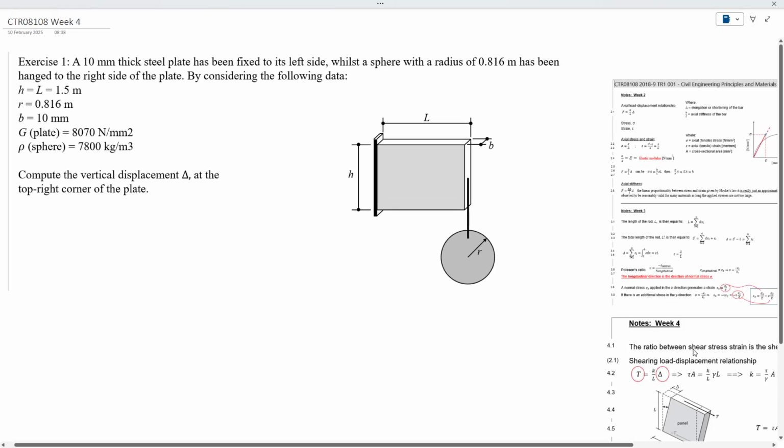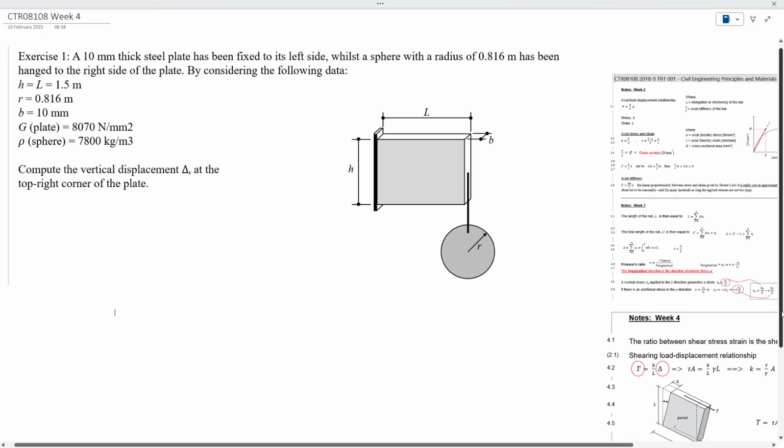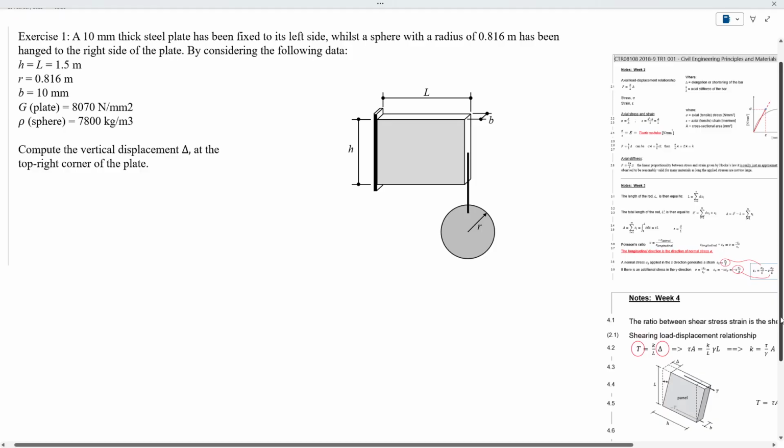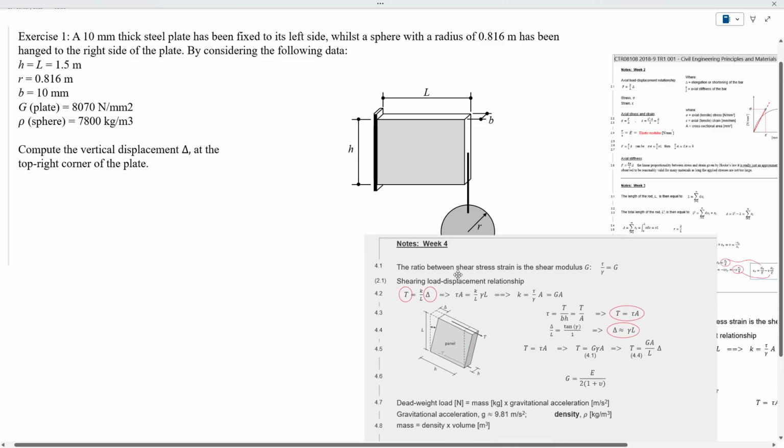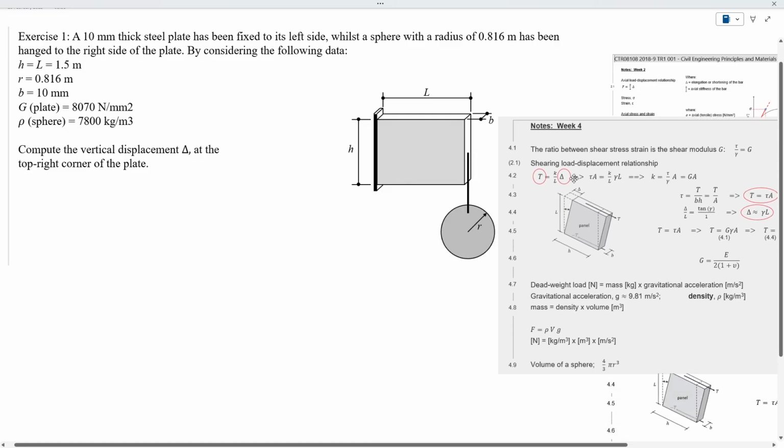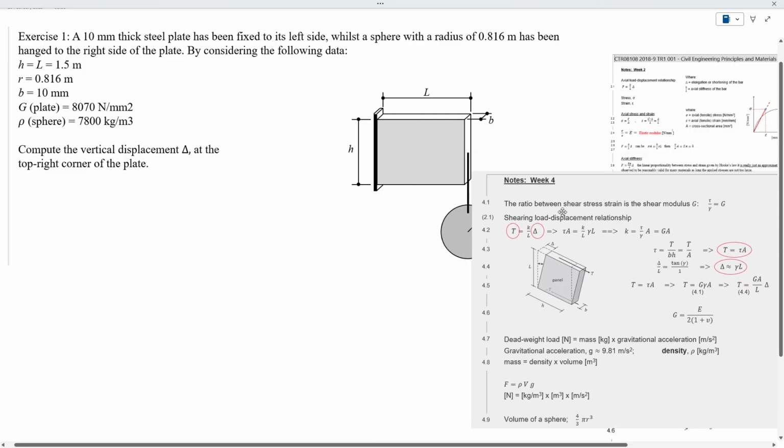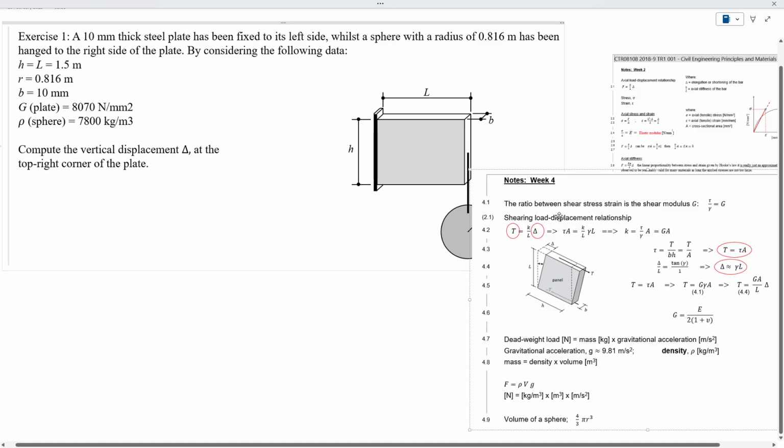Right, so there's our question. Now, on the actual slides, we have all the answers anyway, so you're not going to miss anything out. And what equations am I going to use? I am going to pull this week's notes over. Right, you've all seen that image anyway, so that's fine.